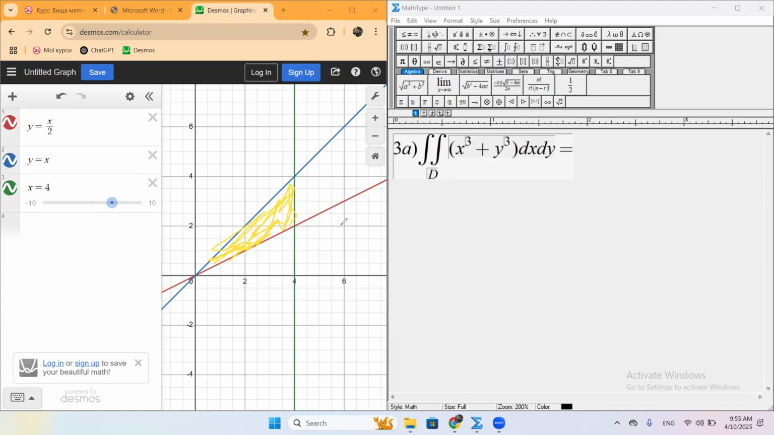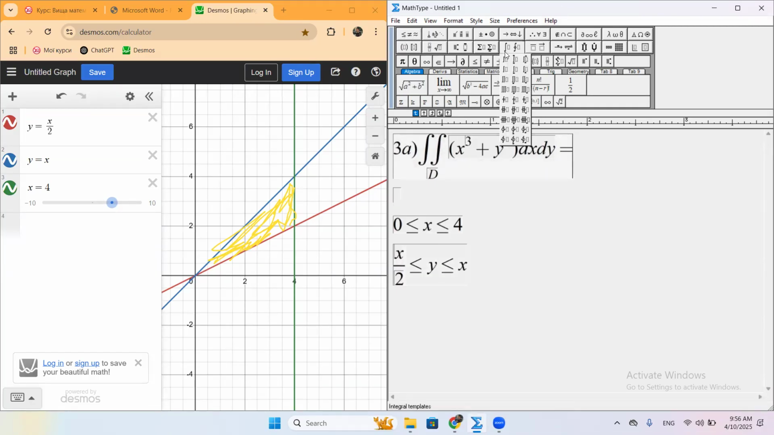So let's assign bounds of integration. I recommend to set the following bounds. We will integrate by x, so x will be the outer variable, and it will reach values from 0 to 4. And y will be the inner variable, and it will have values from x over 2 to x. So now let's rewrite this integral.